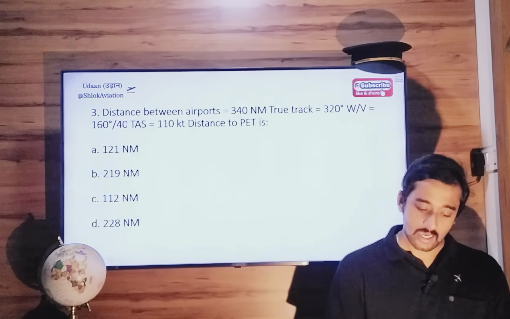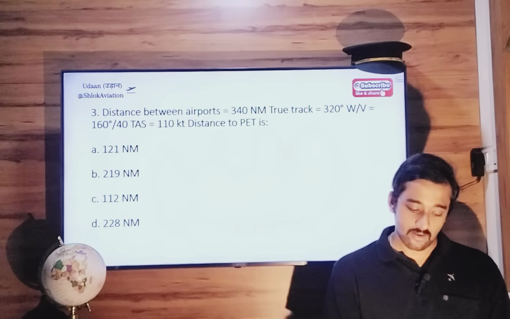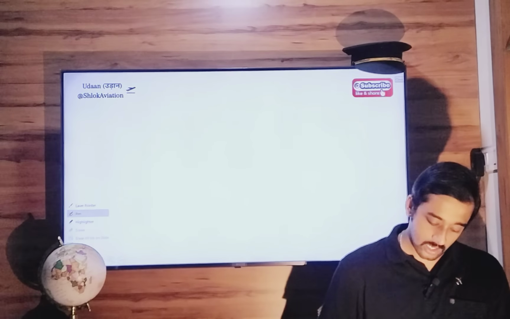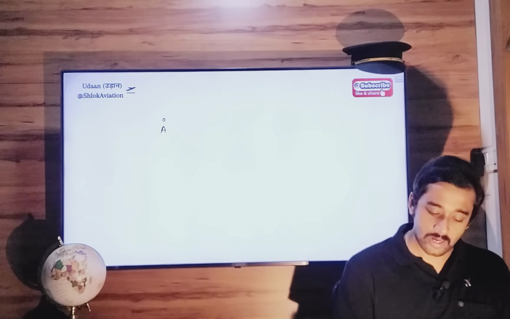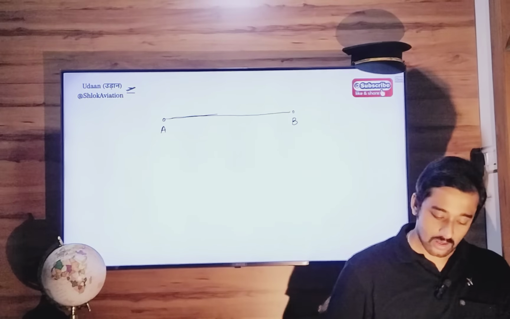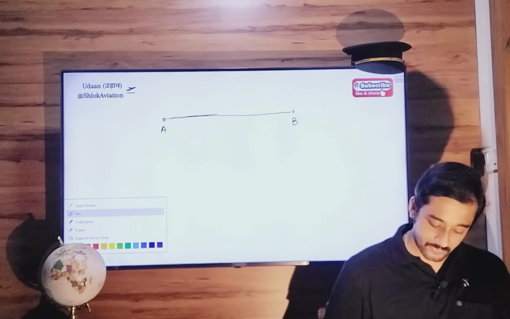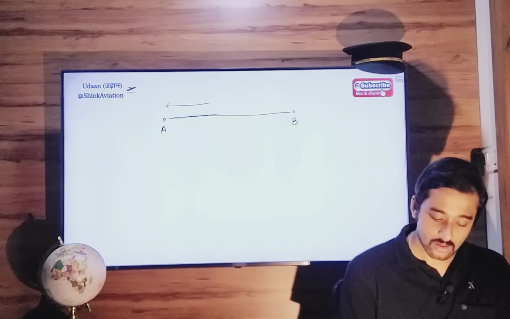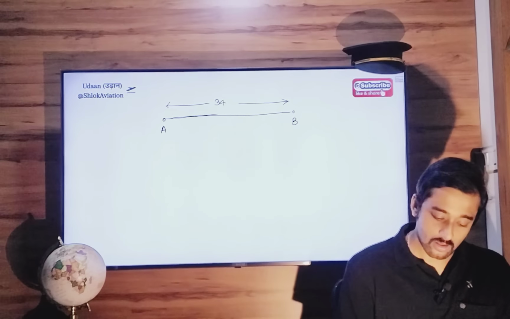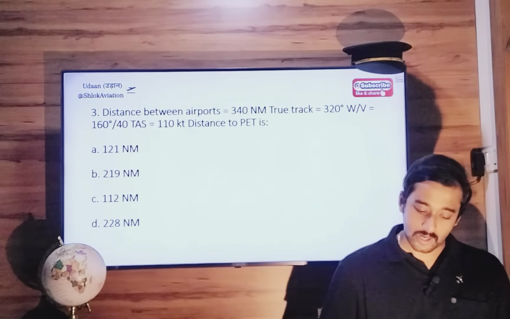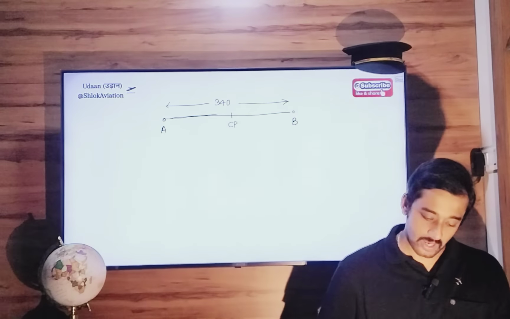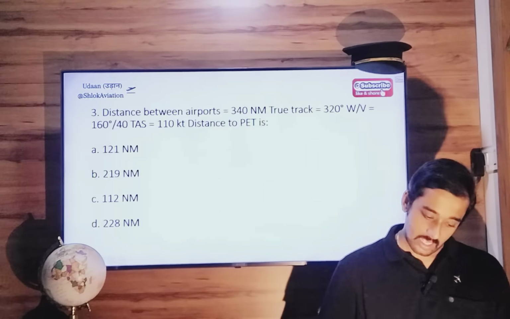Next, question number 3. Distance is given, track is given, winds are given, task is given. What is the distance? So again, a similar question. Point A, point B. Total distance between them is 340 nautical miles. We have a critical point in center, midway. True track is 320.